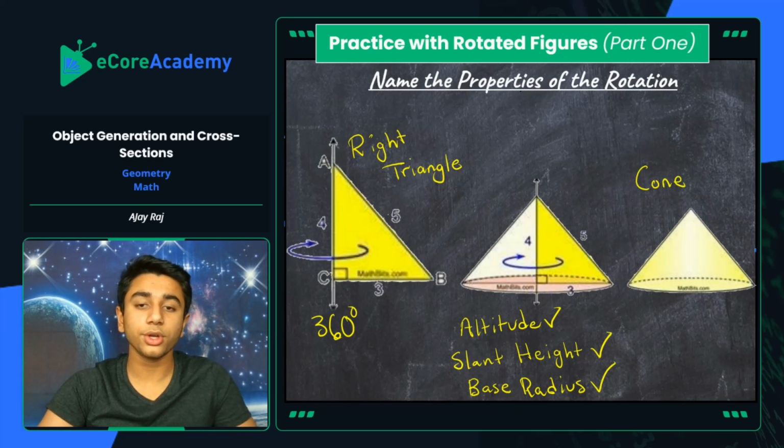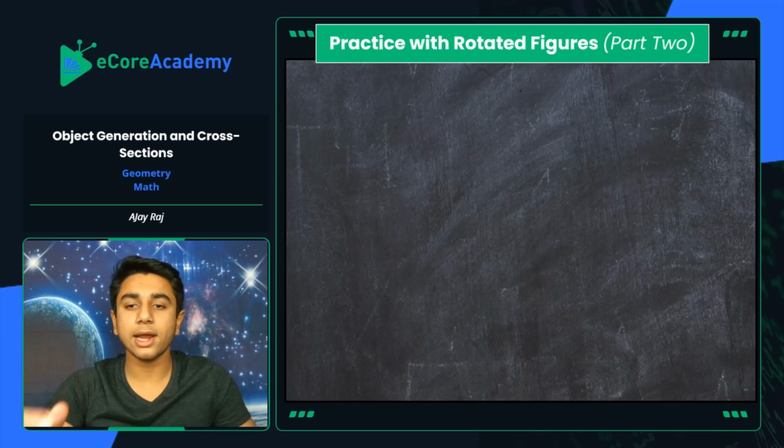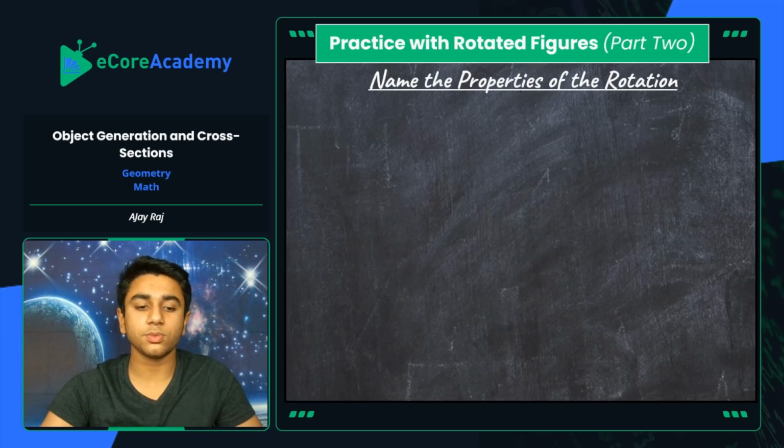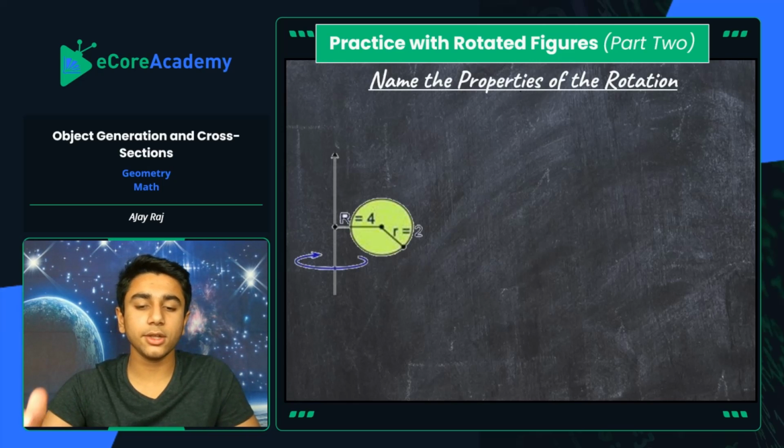I'm going to show you one more example, and then, of course, that'll be it for today's video. So, practice with rotated figures part 2. We're going to name the properties of this rotation as well. So let's take a look at this circle here.